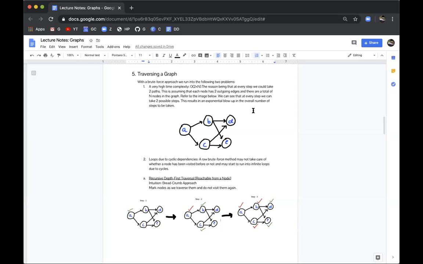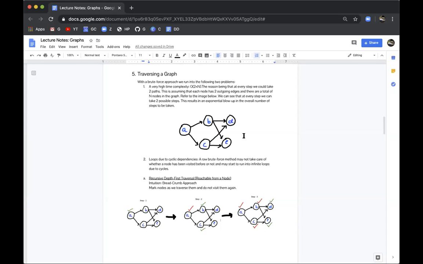So the intuition essentially is that, let's say you have this particular graph and there are n nodes in it, and each node has two outgoing edges. So let's say A has two outgoing edges to B and C, B has two outgoing edges to D and E, and C has two outgoing edges to D and E as well.